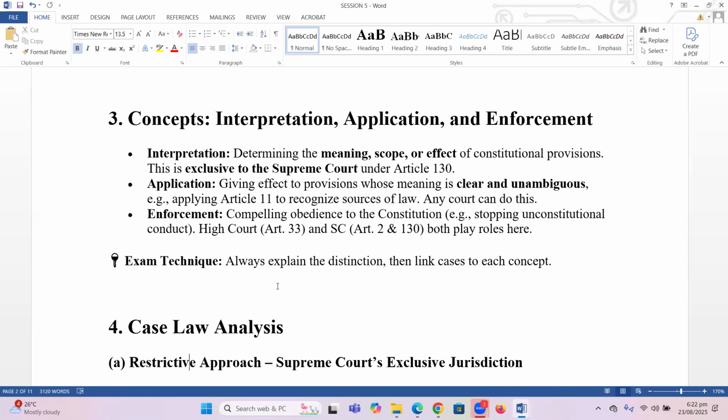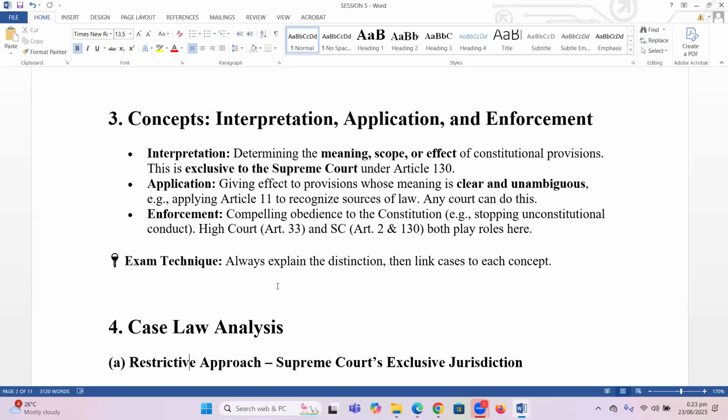And for that matter, within the clear purview of the letter and spirit of Article 130 of the Constitution, it is the Supreme Court which has jurisdiction. So therefore, the Supreme Court has exclusive original jurisdiction with respect to interpretation, determining the meaning, scope, or effect of a constitutional provision.